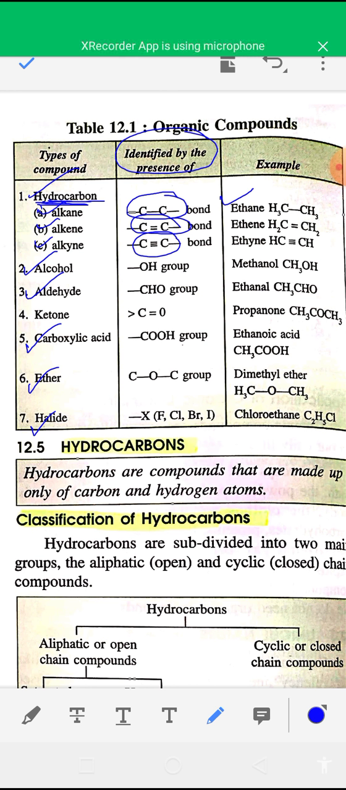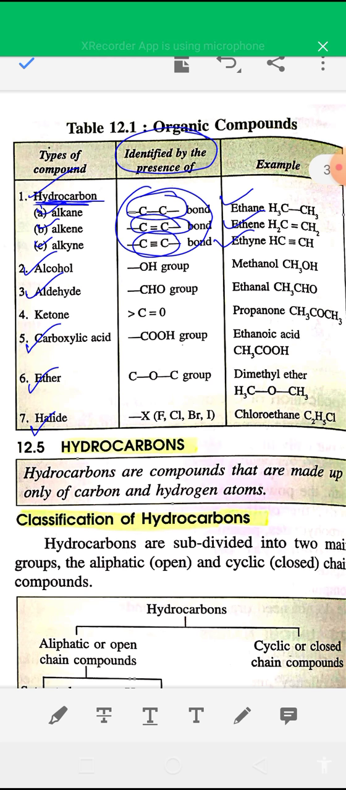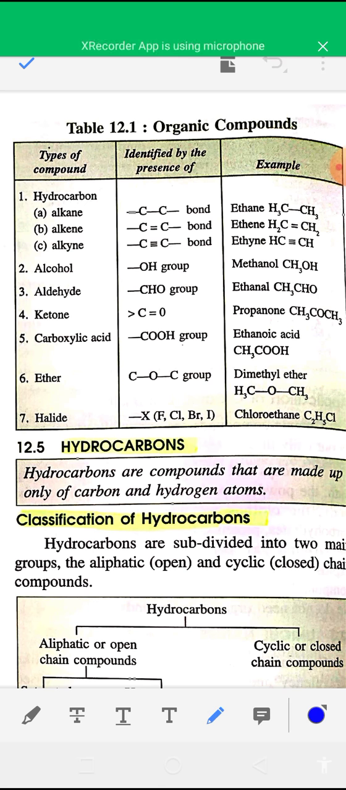You can see in ethane, CH3 single bond CH3. In ethylene or ethene, CH2 double bond CH2. In ethyne, CH triple bond CH. All these are hydrocarbons made up of only carbon and hydrogen. Hydrocarbons are of three types: alkane, alkene, and alkyne, based on the types of bond present between carbon atoms. If all bonds are single bonds, then it is alkane. If at least one double bond is present in the carbon compound, then the compound is known as alkene. And if a triple bond is present, then the compound is alkyne.